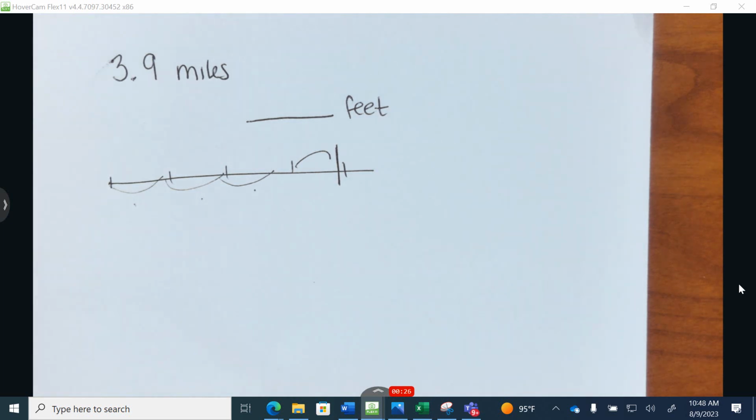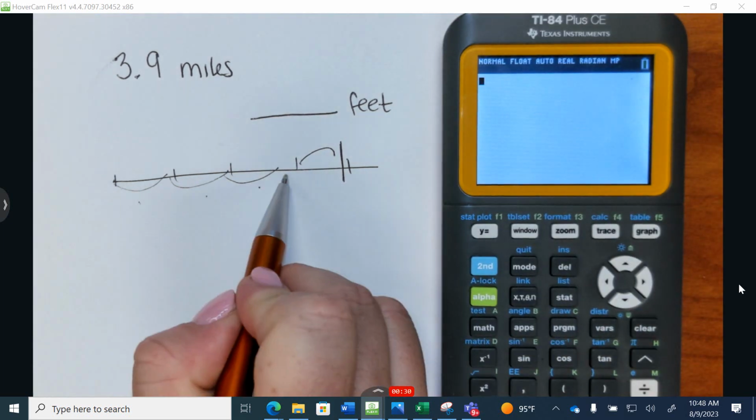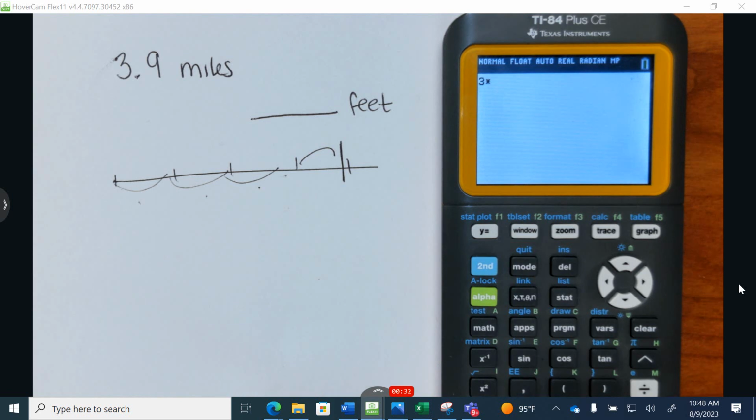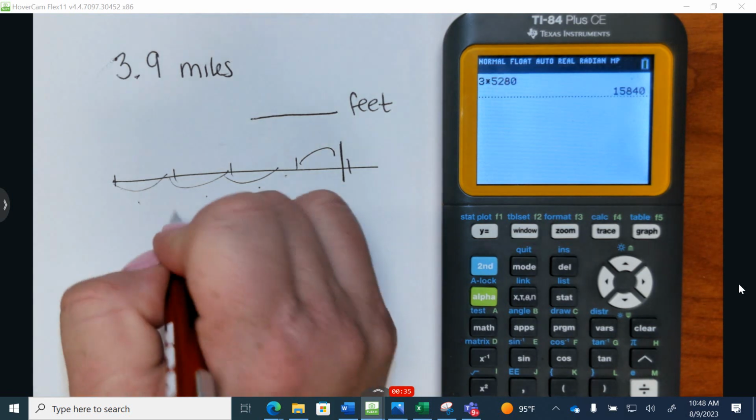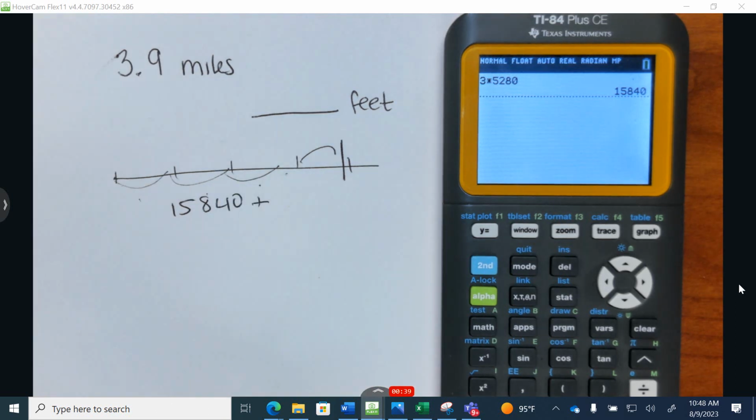Make sure you have a calculator in front of you. Let me find mine. So I have 3 full miles. So 3 times 5,280, and I'm going to write that down. Is it necessary for you to write it down? No, but if you're a visual learner like I am, it may be helpful.